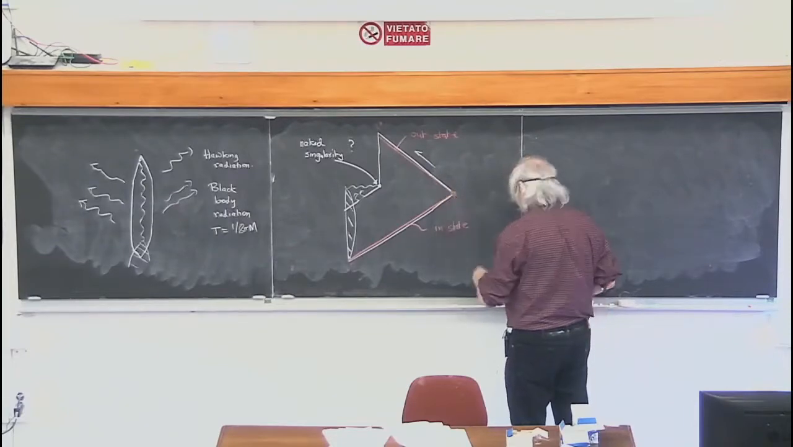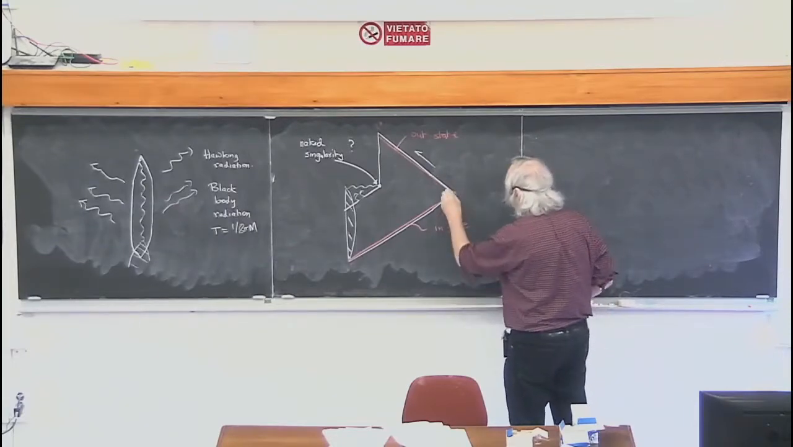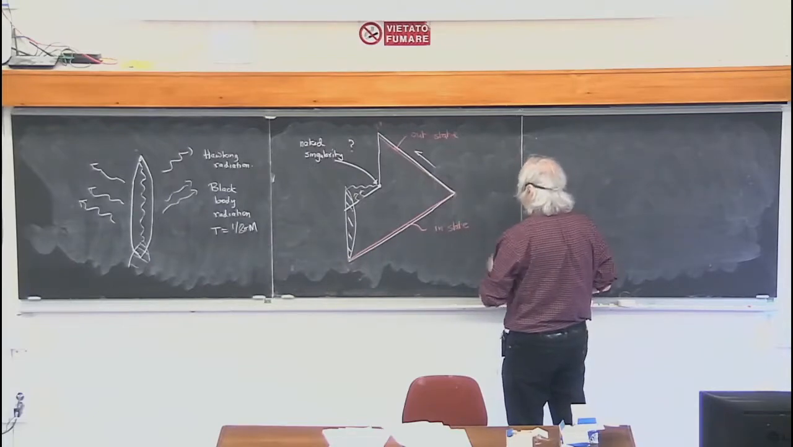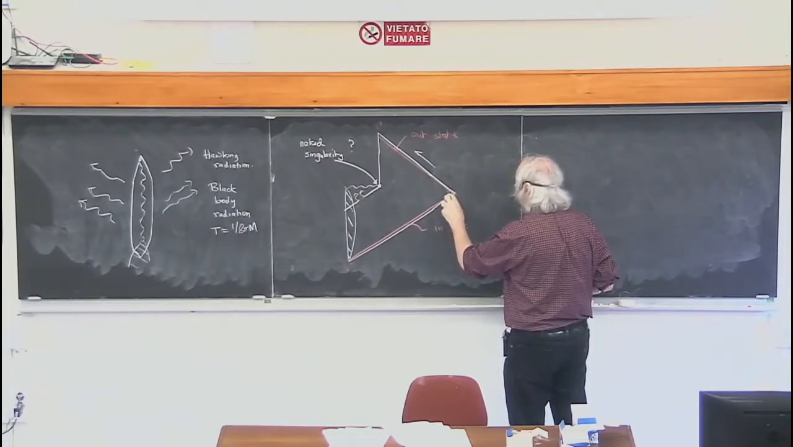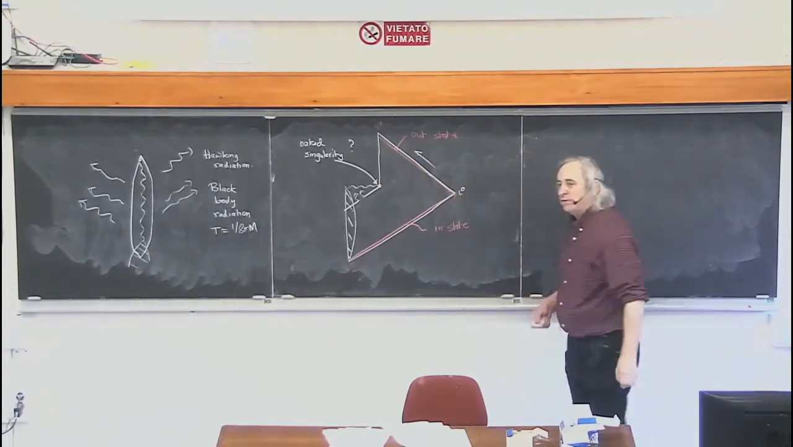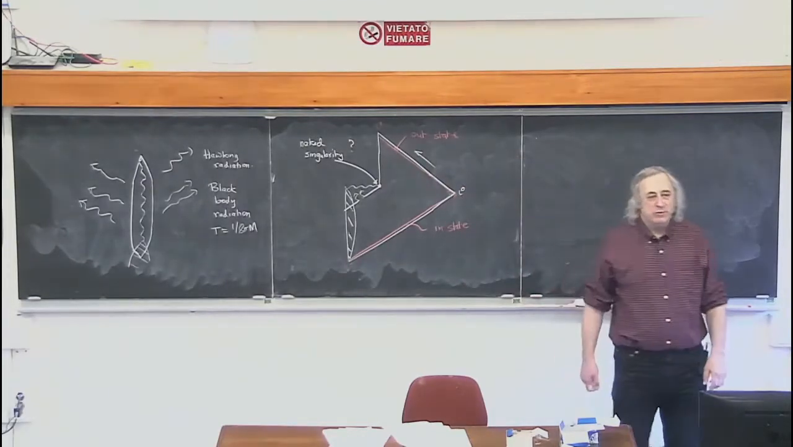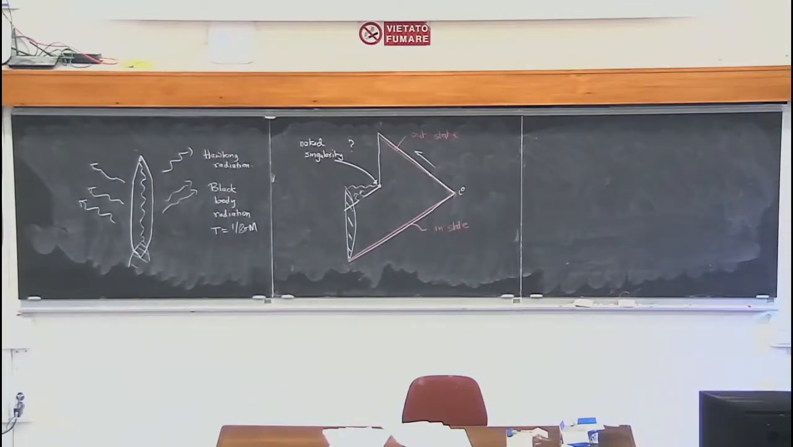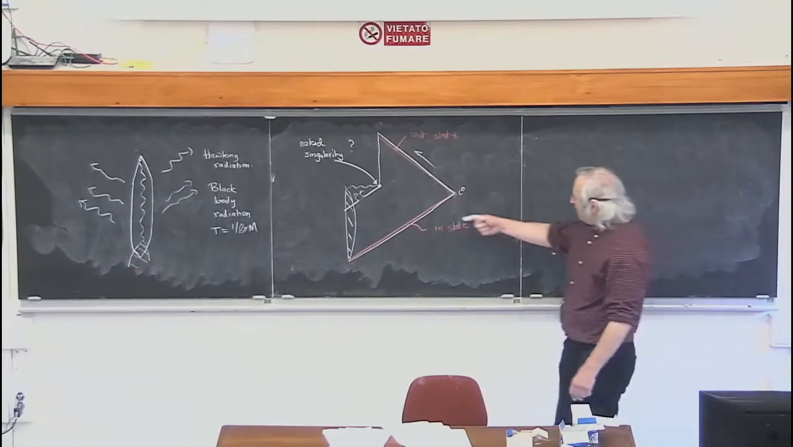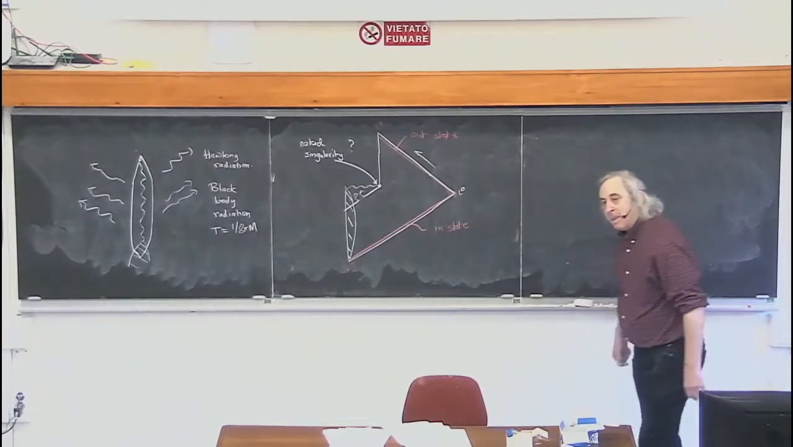These lines do not join up. That's because you can't make observations at I0. You do not go to space-like infinity to look at anything. So you're really interested in maps between here and here.